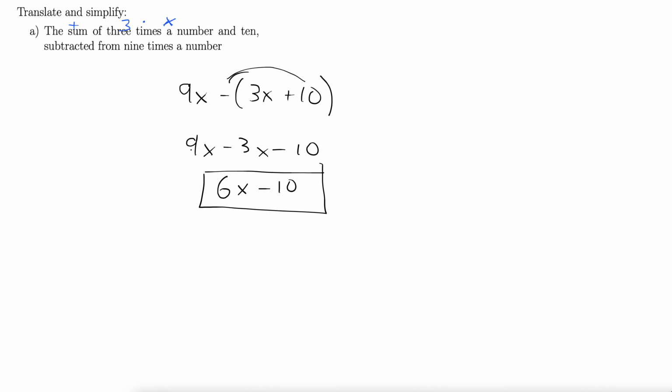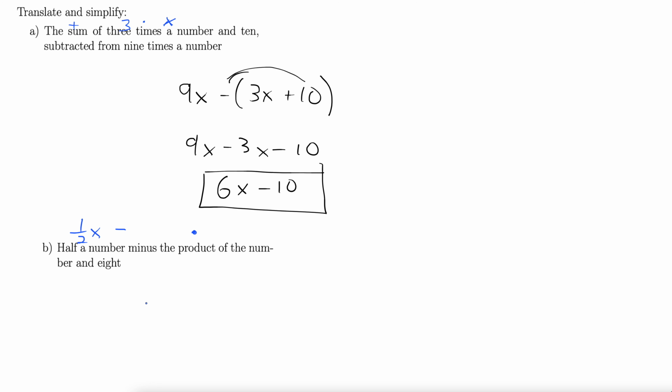Let's try another one of these translate problems. Okay, so we have half a number minus the product of the number and 8. Okay, so half a number, I think that just means we're going to do 1/2 x. Half a number minus the product. Product means multiply of the number and 8.